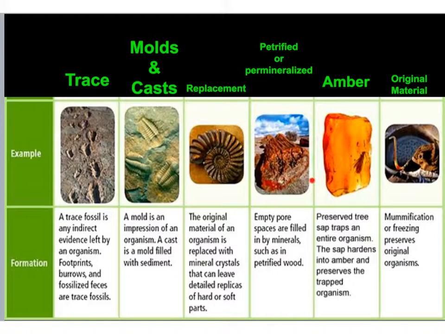Amber, maybe the most famous one because of the Jurassic Park movies. It's tree sap that's believed to have then been hardened, and sometimes that tree sap captures little critters inside of it. There's our fossil, amber fossil. An original material, this is the actual organism itself. So maybe it's a human mummy or a frozen mammoth, but it's something that we dig up that's the actual organism preserved, its original skin, its original hair, and so forth.